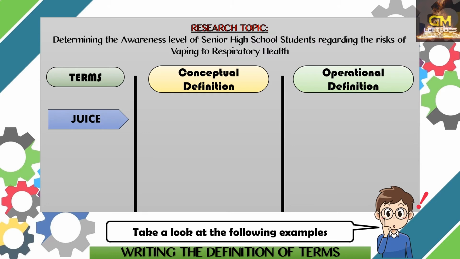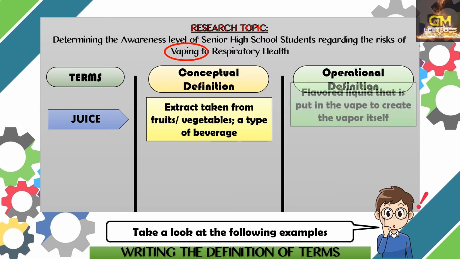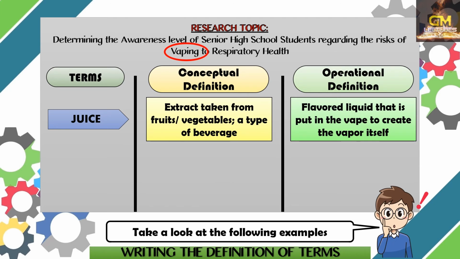First, we have the term juice. Juice refers to an extract that is taken from fruits or vegetables. Another term for juice is a type of beverage. However, if we're going to look into the context of the study, which is vaping, the term juice would have a different meaning. Hence, from a type of beverage, the definition of juice is now considered as a flavored liquid that is put in the vape in order to create the vapor itself.